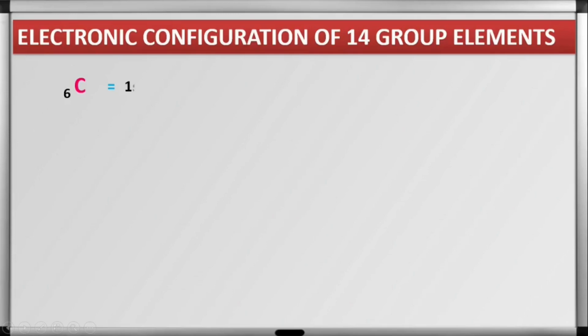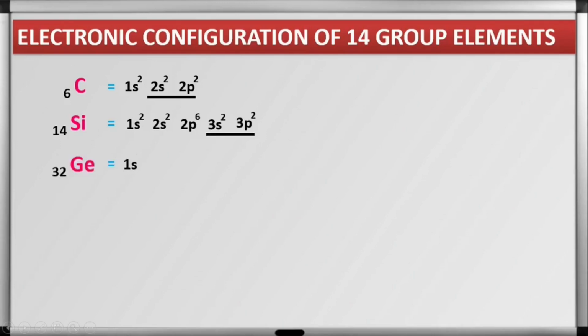Carbon has 6 electrons, so 1s2, 2s2, 2p2. Silicon has 14 electrons, so 1s2, 2s2, 2p6, 3s2, 3p2. Germanium is 1s2, 2s2, 2p6, 3s2, 3p6, 3d10, 4s2, 4p2. So according to the above principle, we fill the electrons according to the sequence. आपण त्या sequence नुसार electrons fill up करतो. हे आपल्याला माहिती आहे, आपण previous lectures मध्ये बघितलं होतं.